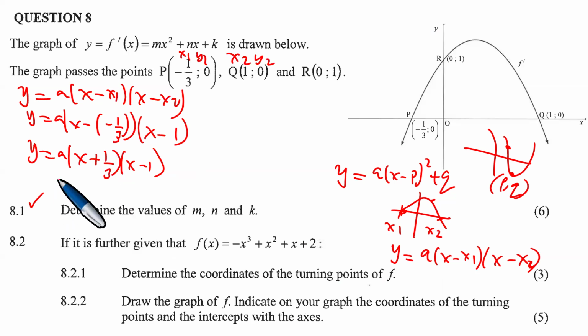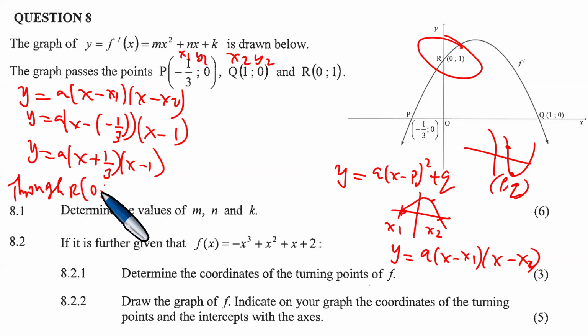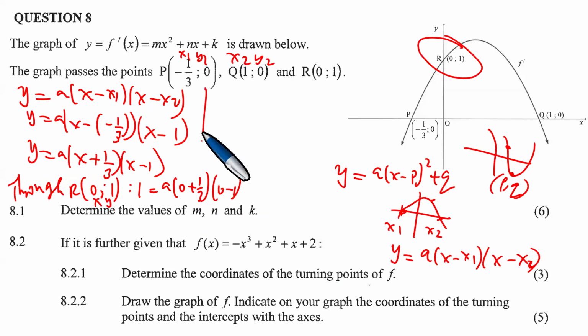Now this graph here, this parabola passes through an extra point. They've given us that extra point, and it is through R, the point R with the coordinates (0, 1). So x is 0 and y is 1: 1 equals a/3 times (0 minus 1), which is exactly the same as 1 equals minus a out of 3.